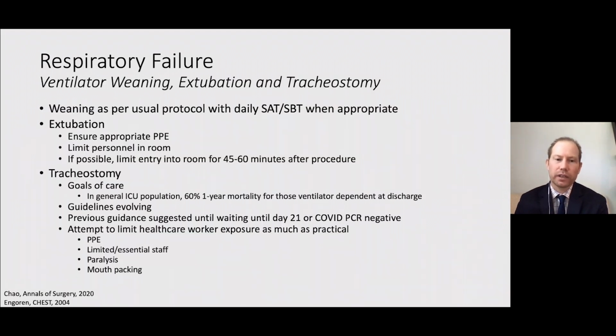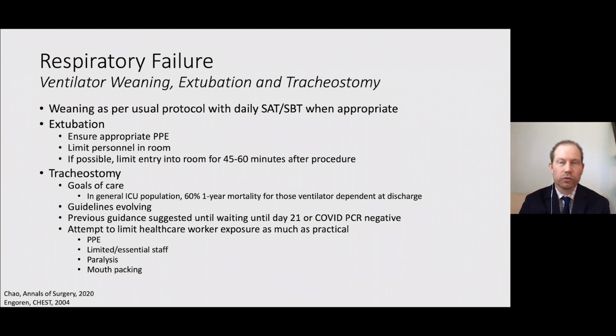Very briefly about ventilator weaning. In general, ventilator weaning is as per the usual protocol with spontaneous awakening trials and spontaneous breathing trials when appropriate. When we do extubate these patients, again, we have to consider infection control issues and exposure of healthcare workers. And so limiting the personnel in the room and ensuring that they're using the appropriate PPE is important. And then if possible, limiting the entry into the room after the procedure.